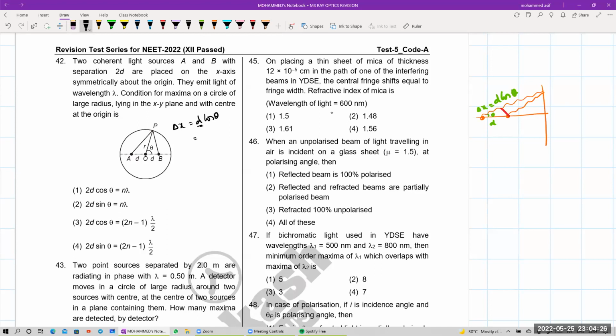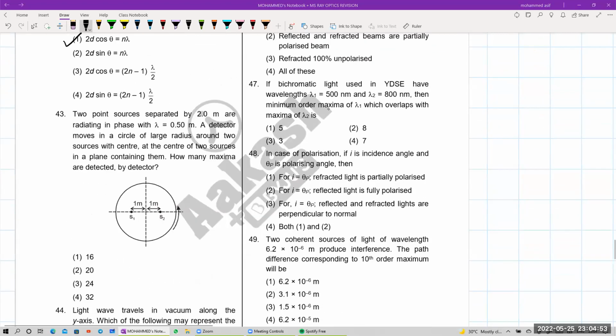ये d कितना है प्रॉब्लम में? d plus d, 2d. So this will be your 2d into cos theta, isn't it? So two coherent light sources A and B are separated by 2d separation. The light emits from the wavelength. Condition for maxima on the circle बोल रहा है. So for the maxima on the circle condition क्या होना चाहिए बेटा? n lambda. So n lambda must be equal to 2d into cos theta. First option will be the answer. Very good. चलिए next one.